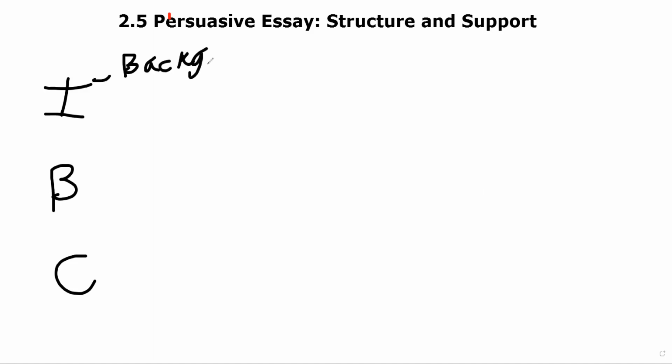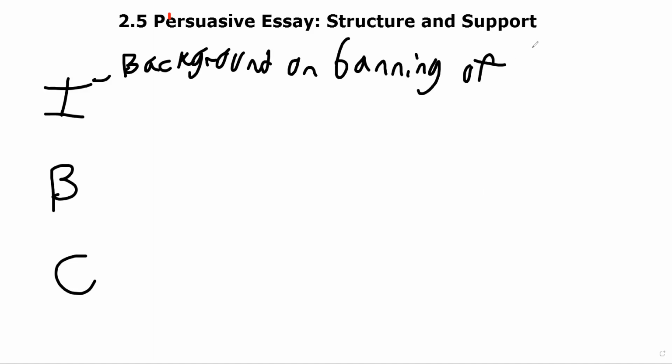All right, let's do a quick outline. So we always start with our IBC structure. In the case of our introduction, we will provide background information on the banning of books. A way to do this would be to discuss how banning of books has been a controversial practice throughout history. You could also use research that you have done about the banning of books and perhaps look at statistics that can give some context for this topic.